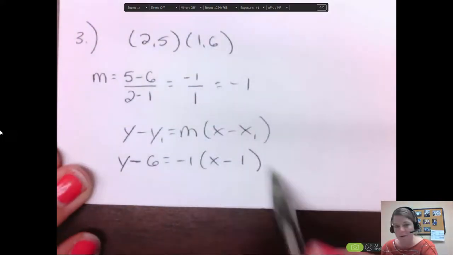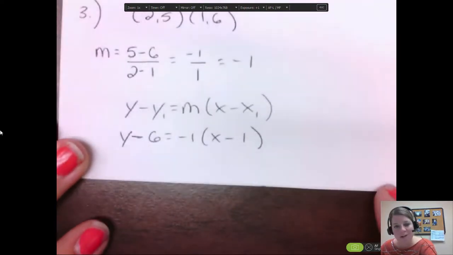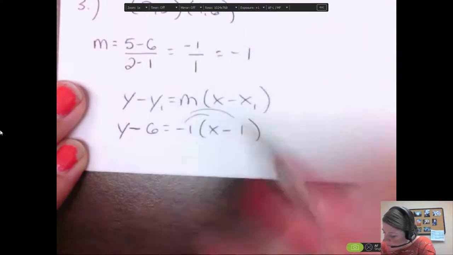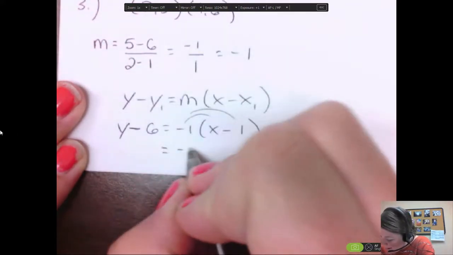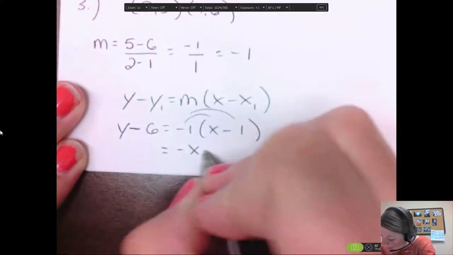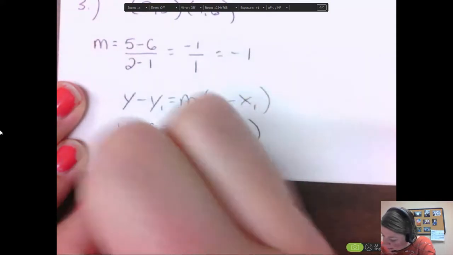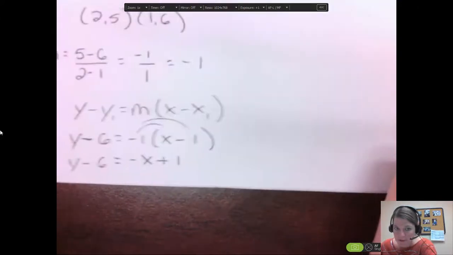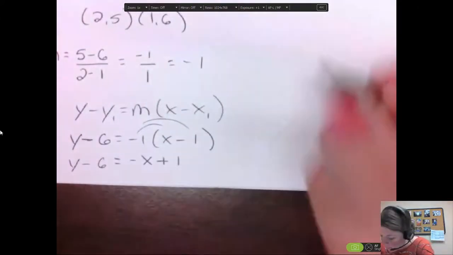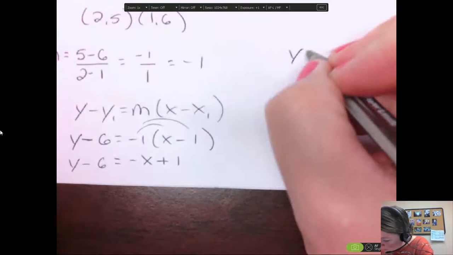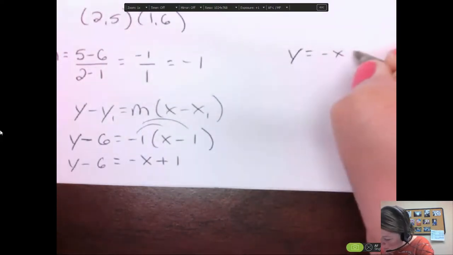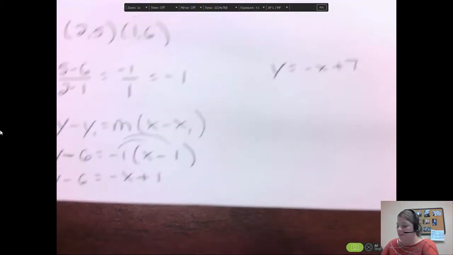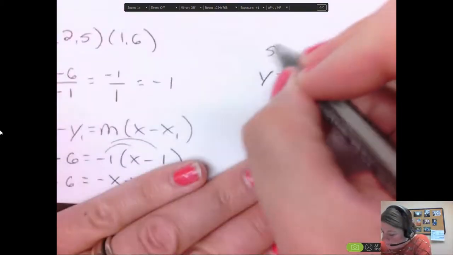So distribute. If you needed it in point slope, right, we'll keep going for slope intercept. So distribute here, and I'm going to get negative x. Negative 1 times negative 1 is positive 1. So y minus 6 equals negative x plus 1. Then I can add the 6 over, to move over to this side over here. So add your 6 over, and you'd get y equals negative x plus 7. Okay, this is in slope-intercept form.